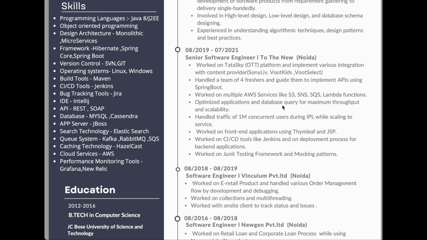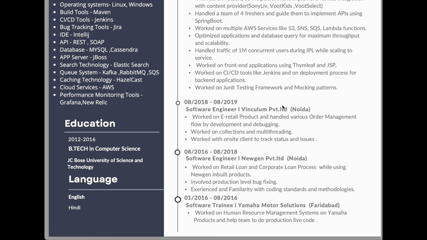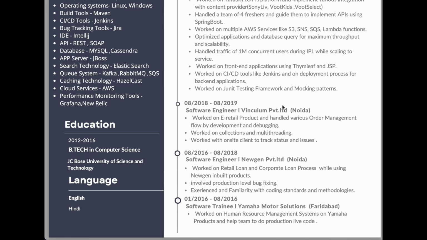Don't repeat the same things in the projects, like I have done the same thing. For that you might use any AI tool to generate those things, or you can refer to a few other candidates' resumes, which would give you an insight into what you should mention and what you should not mention.